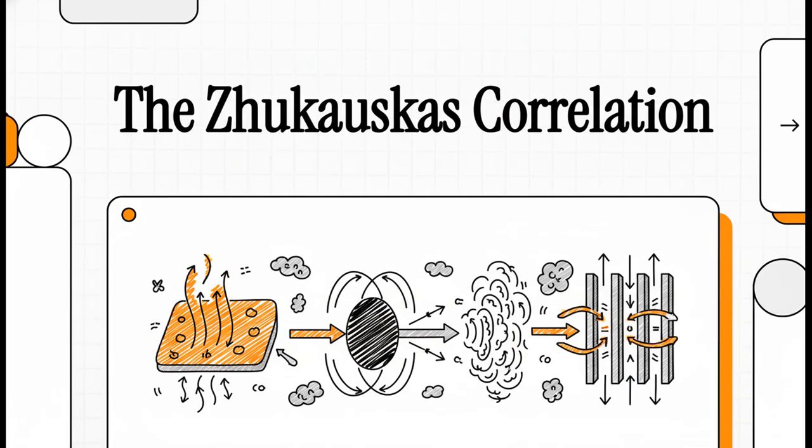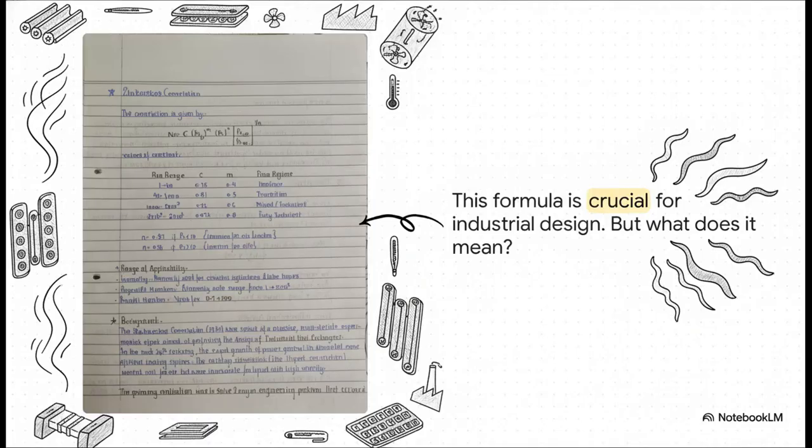Okay, let's dive into a core tool for any thermal engineer, a really powerful heat transfer formula. This is the Zhukauskas correlation. Looks complex, right? But for engineers, it's absolutely essential.